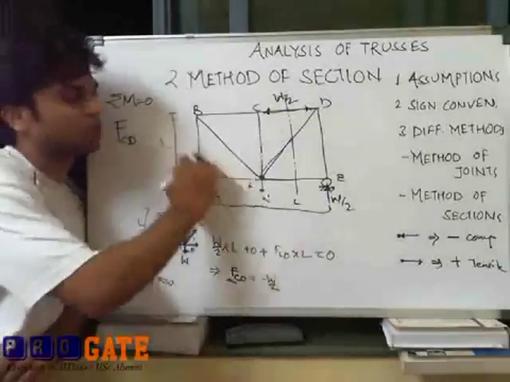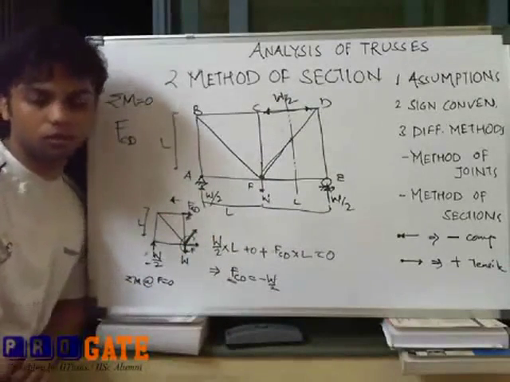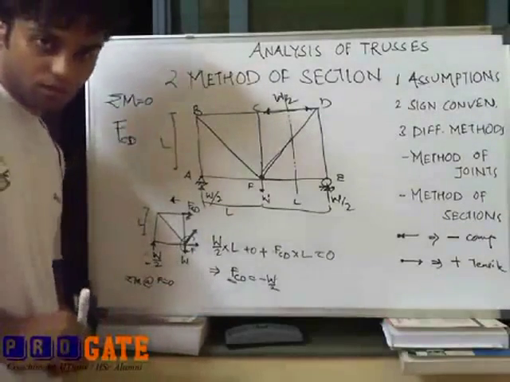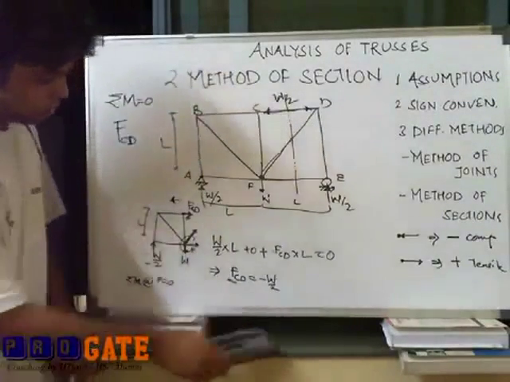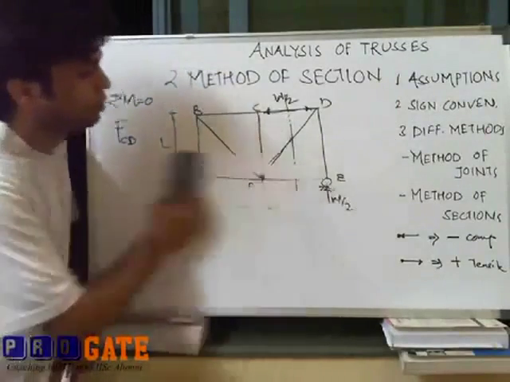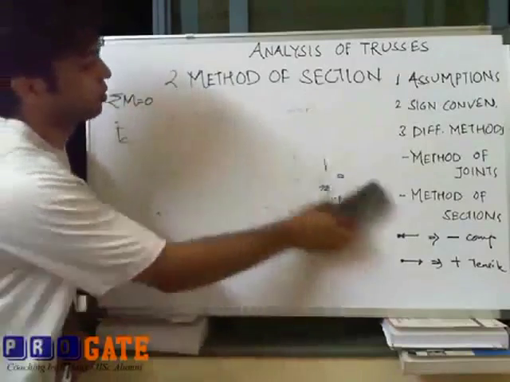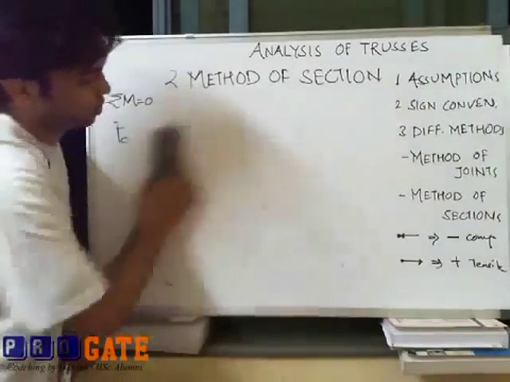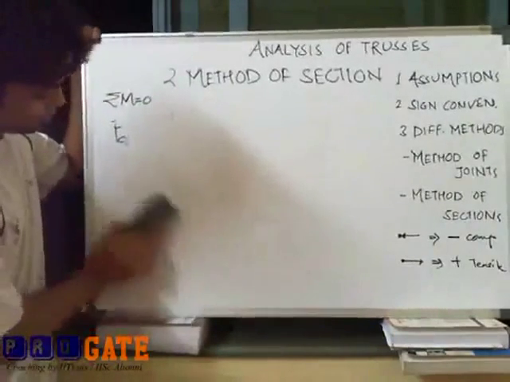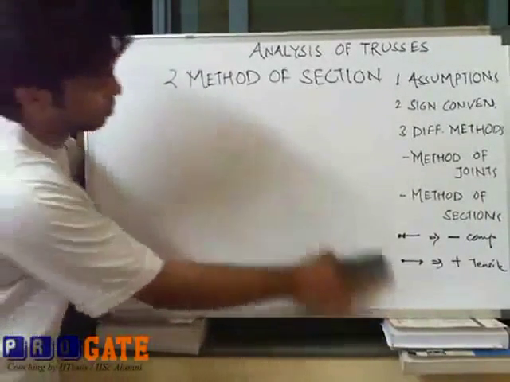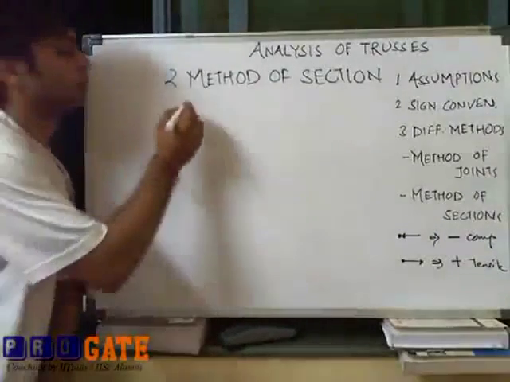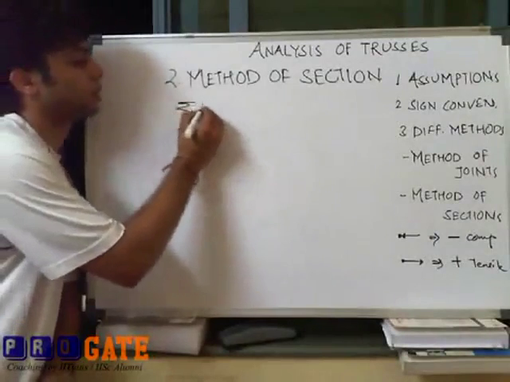No need to solve other members, no need to solve for other joints. So this was the first sub method, which is summation of moments. There are two more sub methods. Second is summation of H.